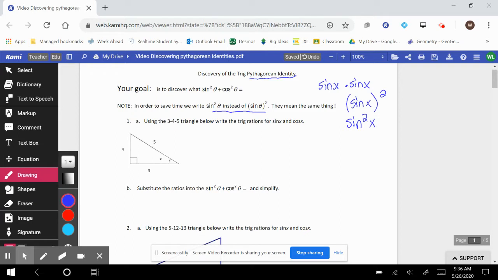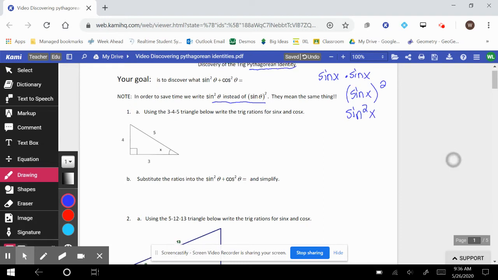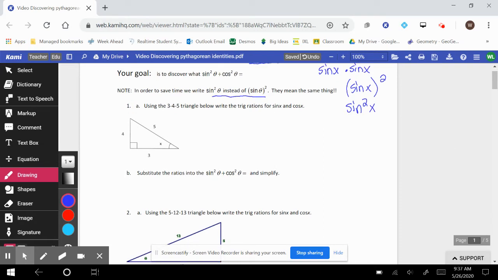Okay, so next, we're going to use this 3, 4, 5 triangle to write the trig ratios for sine of x and cos of x. Okay, so sine of x, opposite over hypotenuse. Here's x, by the way. That would be 4 over 5. Cosine of x is adjacent over hypotenuse, so we get 3 over 5.